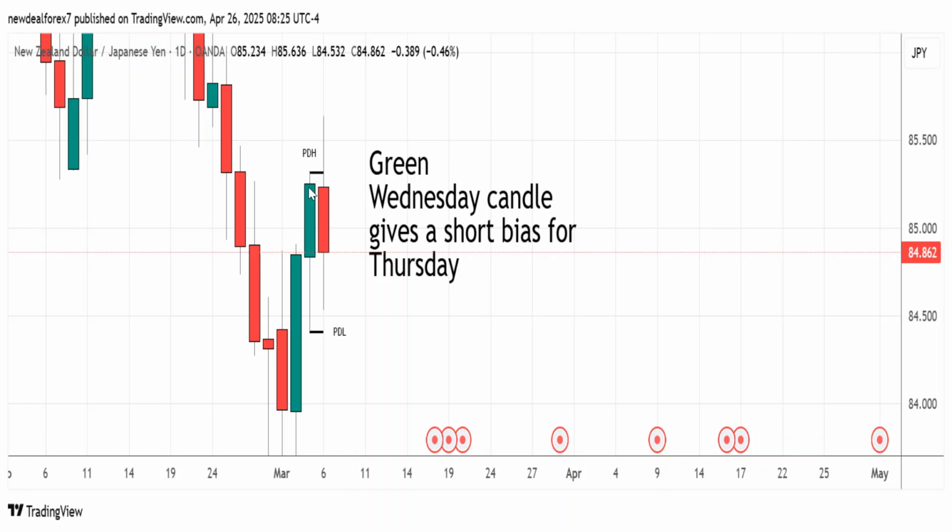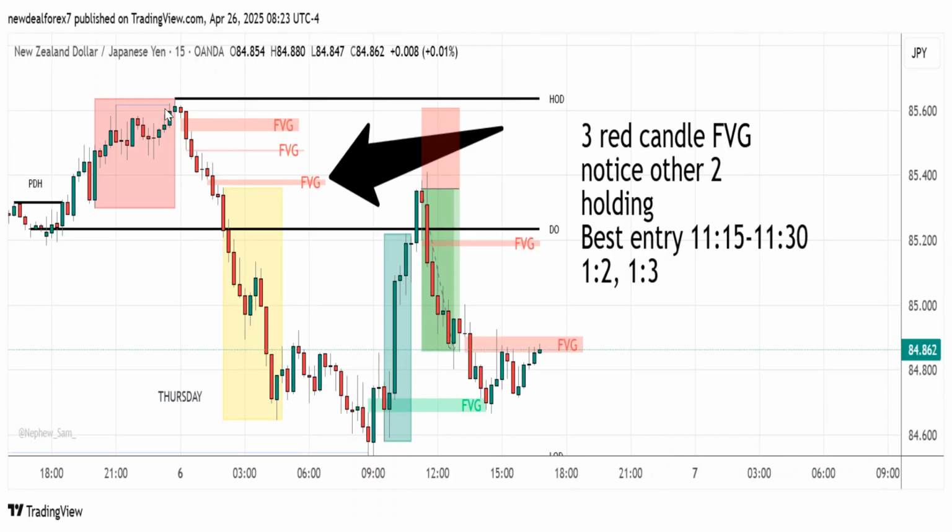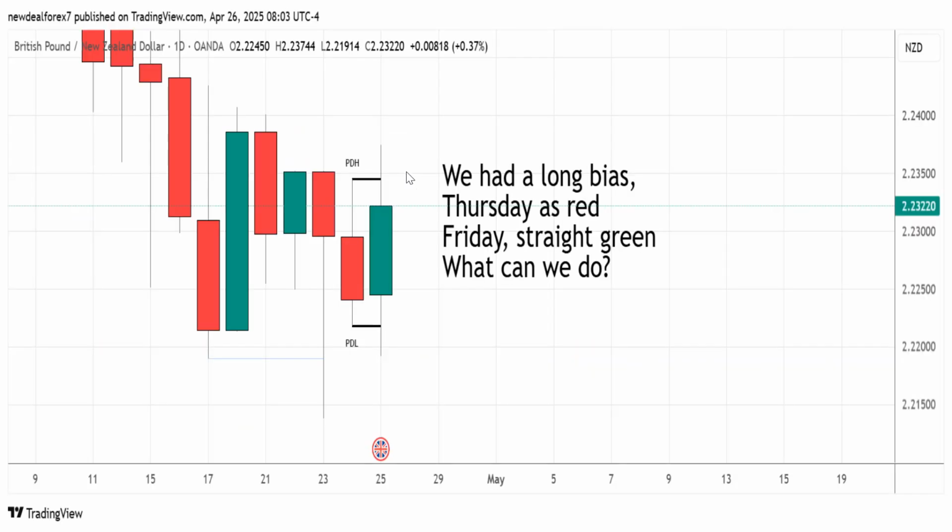If my bias is short, I'm looking for a 3 red candle fair value gap, and if I miss the high of the day in Asia. I set my price alerts. That's what I'm waiting on right here. That's it. Let's take a look at a couple longs.